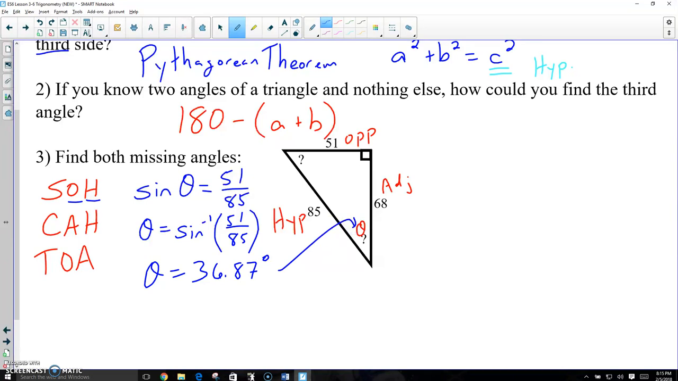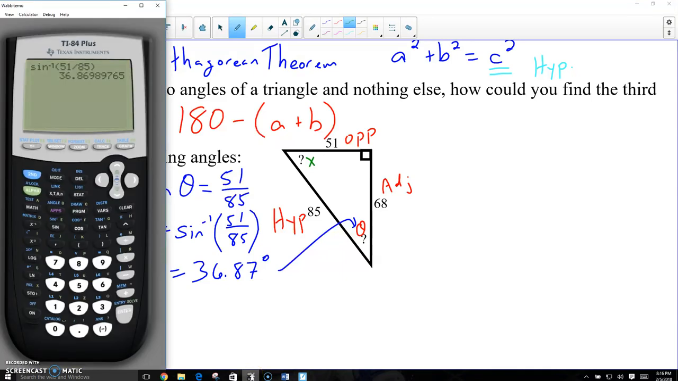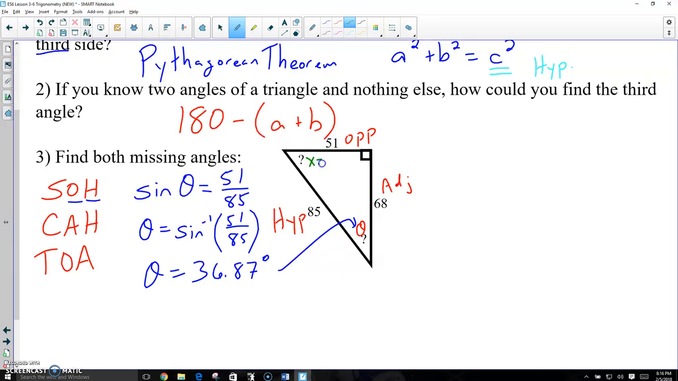In order to find the last angle, so this angle, well, I now know two angles. One of them is 90, the other one's 36.87. So to find the last angle, I just want to take 90 minus 36.87. That leaves me with 53.13. So this angle here is 53.13 degrees. And I now have solved that triangle.